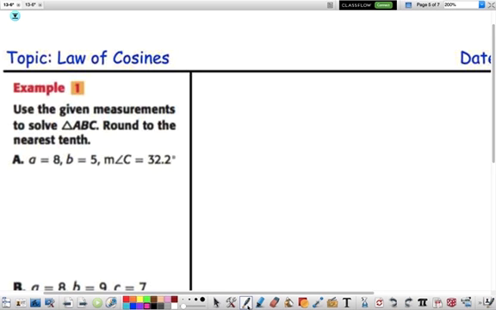So, use the given measurements to solve triangle ABC. Round to the nearest tenth. First thing we should probably do is draw a triangle. Because on the exam, I'm not going to tell you to use law of cosines or law of sines. You're going to have to use the information and say, what do I need to use, law of sines or law of cosines? So let's draw a picture. Doesn't matter what your triangle looks like, as long as all the information's in the right place.